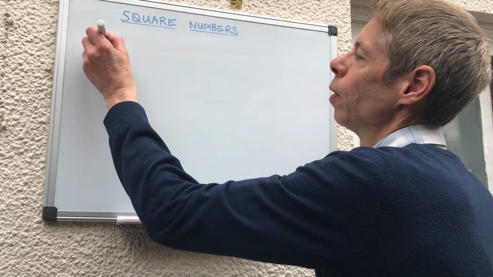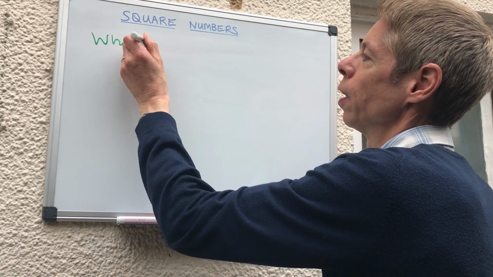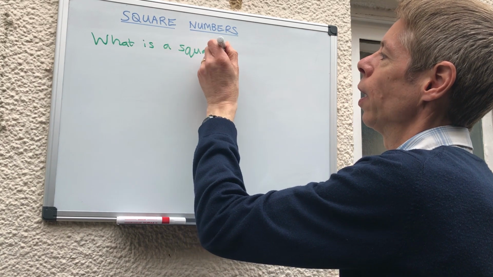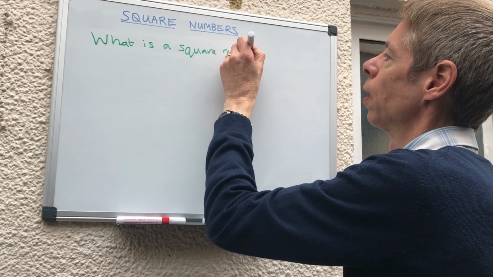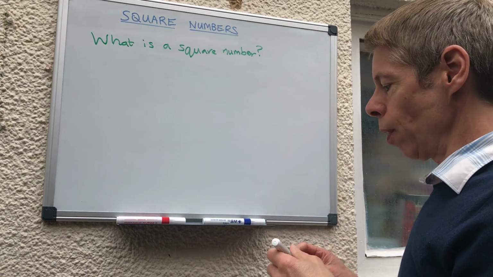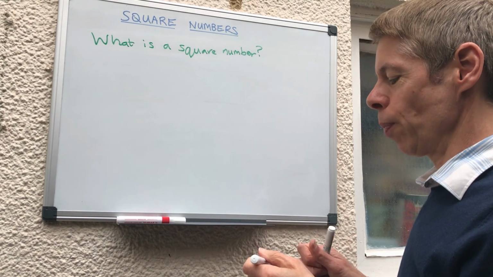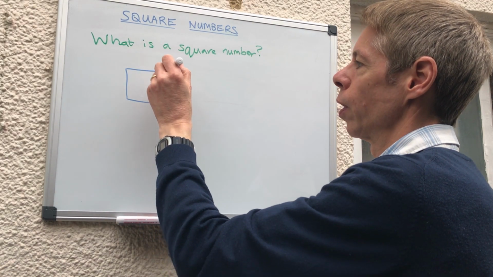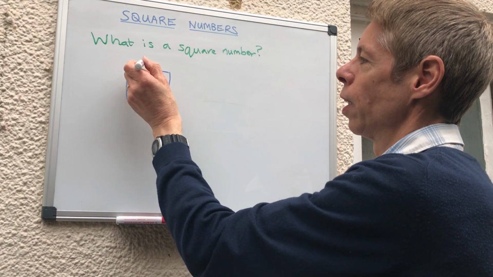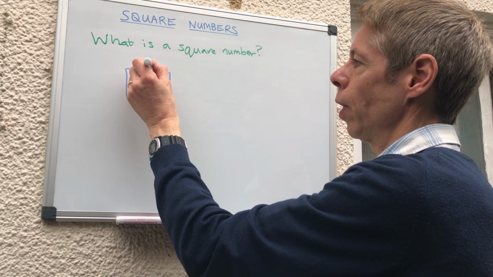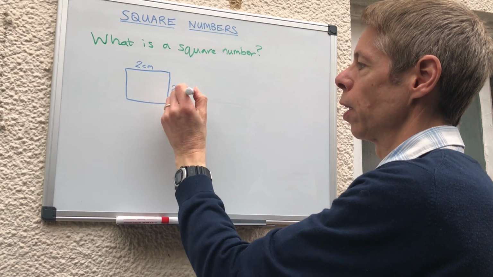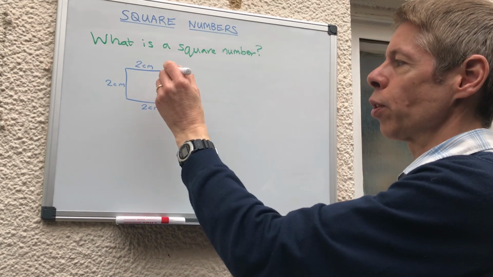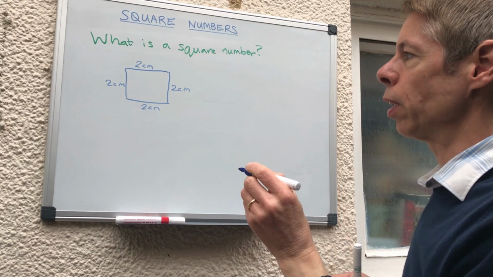So, what is a square number? Okay, well, imagine a square. You're going to have to imagine it because this is not going to be a perfect square. As you know, a square has all the sides the same length. So we could call it 2 centimeters. So imagine a square with sides which are all 2 centimeters long.